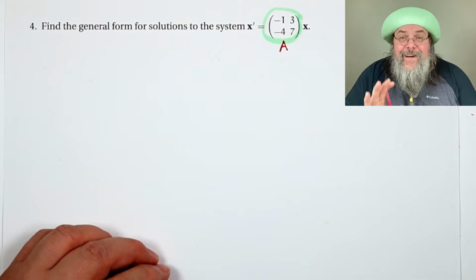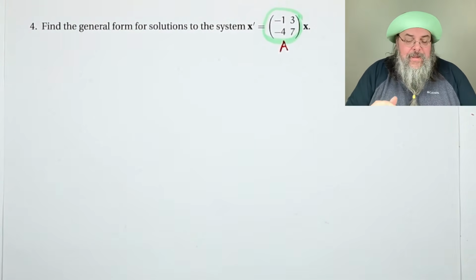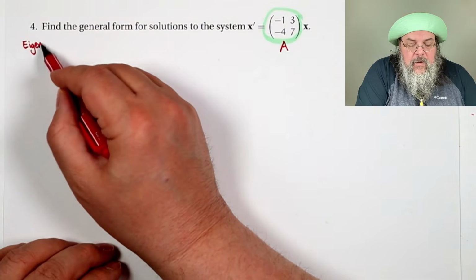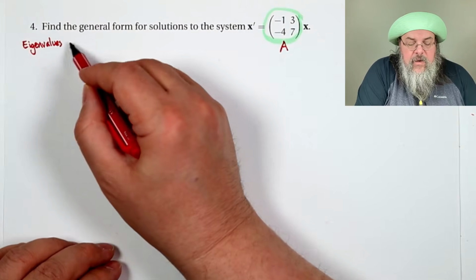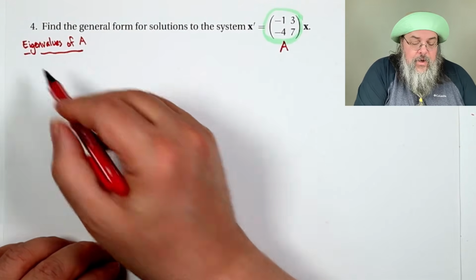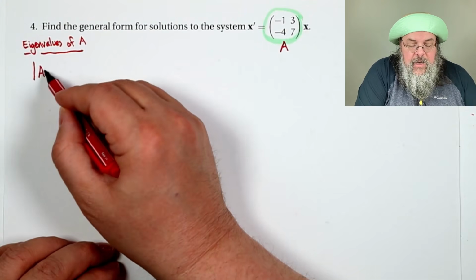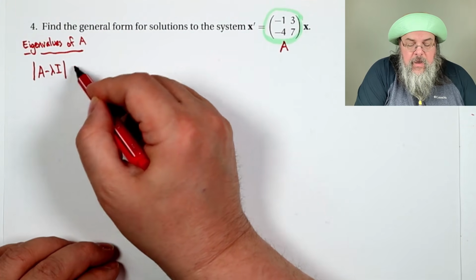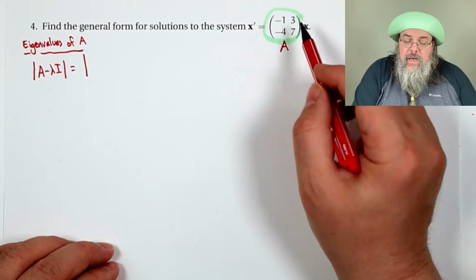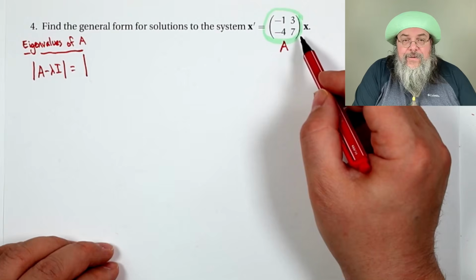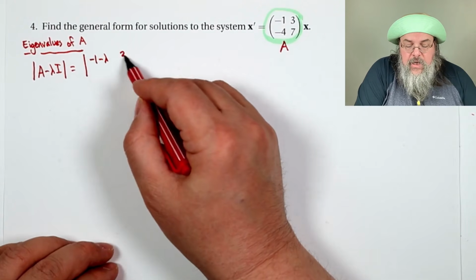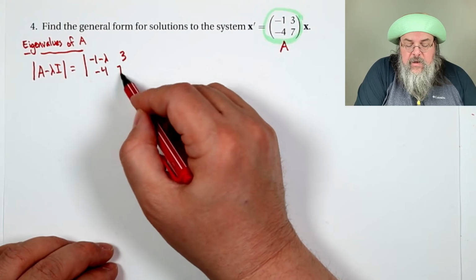What are we going to do with it? We're going to find eigenvalues. So this is always the first step. So we need to find the eigenvalues of A. Okay. Dramatic pause as we write down eigenvalues of A. So, how do we find those? We're going to take the determinant of A minus lambda I. Now, that means take the determinant, and we're going to take this matrix, and on what I'm calling the diagonal, subtract lambda. So minus 1 minus lambda, 3, minus 4, and 7 minus lambda.